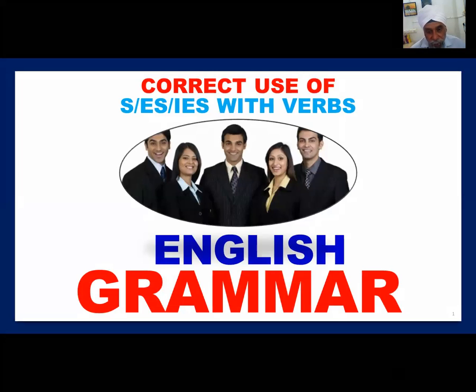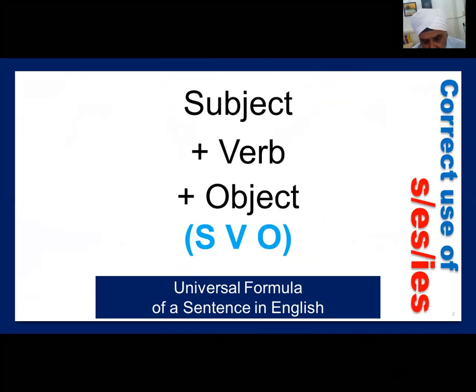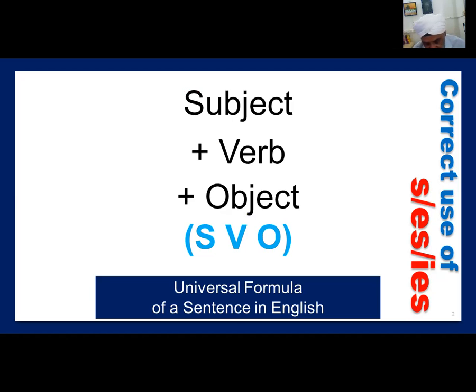So here we are: correct use of s, es or ies with verbs. We all know that this is the formula of a sentence in English: subject, verb, object. In fact, this is the universal formula of a sentence in English. Subject is the first word in a sentence, verb is the second word, and object is the last word in a sentence. Not third, but the last word in a sentence.